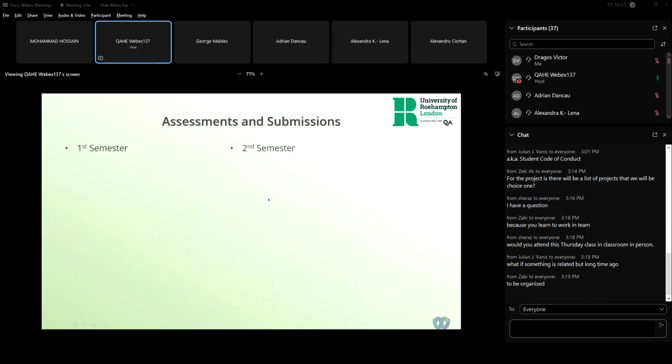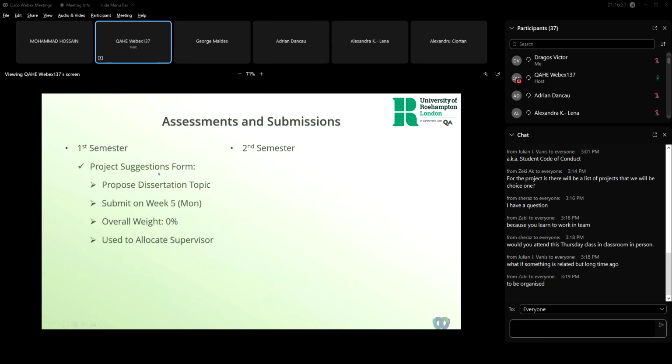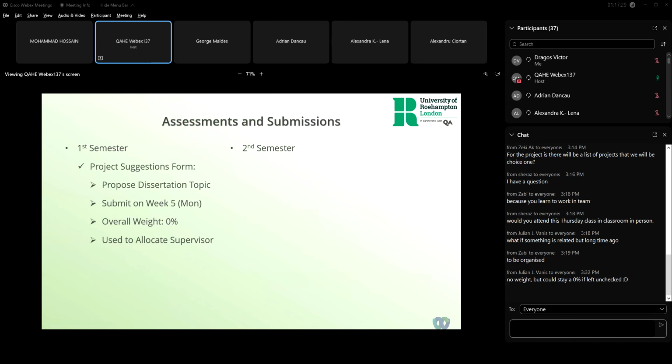So first semester, focus on the project suggestion form, which you must submit in a month's time. There is no weight on this, right? However, you must submit the form. Why? Because by then you should have come up with an idea of what you would like to do for your project. I will give you feedback, and then I will assign you a supervisor based on the project that you have chosen, right?